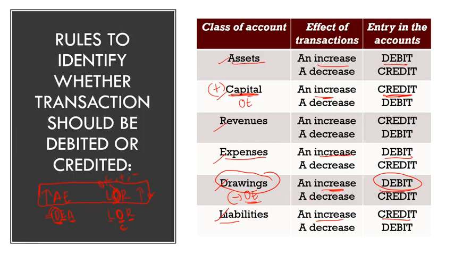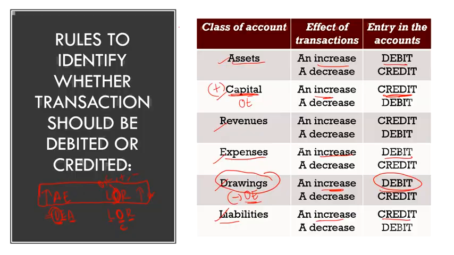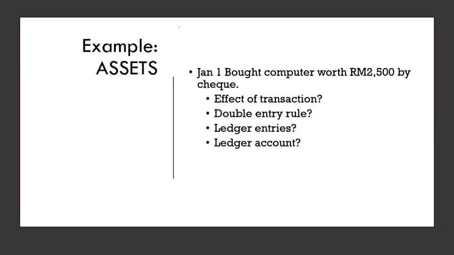Samalah as I told you. Mula-mula sekali you akan tengok effect. Lepas tu klasifikasikan kepada elements. And then you akan decide sama ada which one need to be debit and which one need to credit. Okay? Ingat 3 step je. Okay, so now kita boleh go for the example.